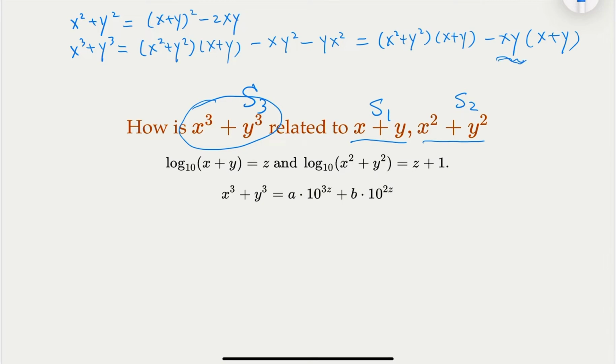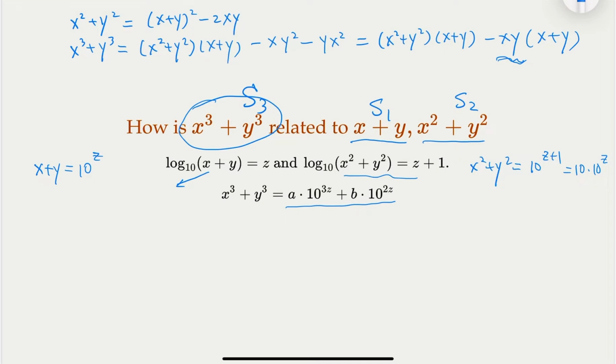This is given because, first of all, from this logarithm, you know that x plus y equals 10 raised to the z power. Here, you know that x squared plus y squared equals 10 raised to the z plus 1 power. Sometimes you can write it as 10 times 10 to the z power. That is what the z plus 1 power means. So here, we try to find the a and b.